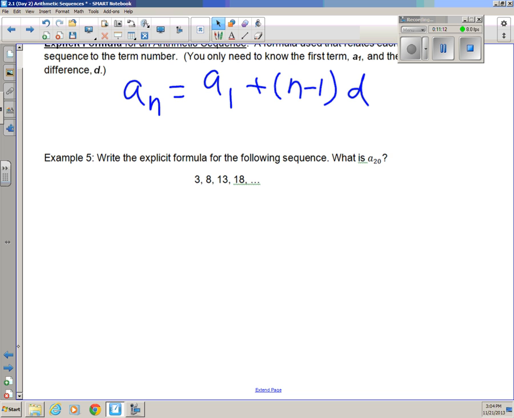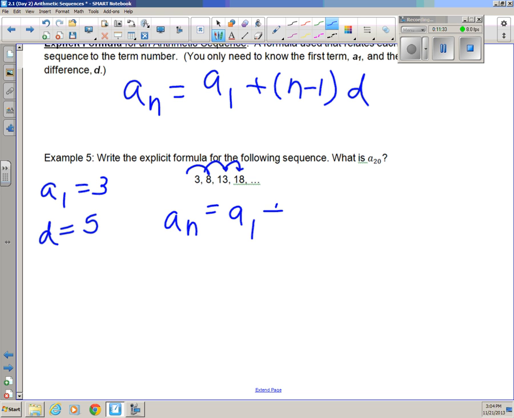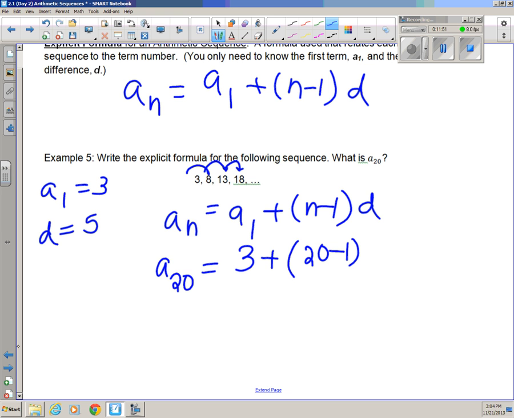Write the explicit formula for the following sequence. What is a sub 20, the 20th term? Well, I know that my first term of the sequence is 3, and I know that my common difference keeps increasing by 5. So I can say my explicit rule, a sub n, is going to be my first term plus one less of those in terms of common difference, one less of the term place I want to get to. So my 20th term is going to be the first term in my sequence, 3, plus 20 minus 1, or 19 more of those common differences, 19 of those 5s.